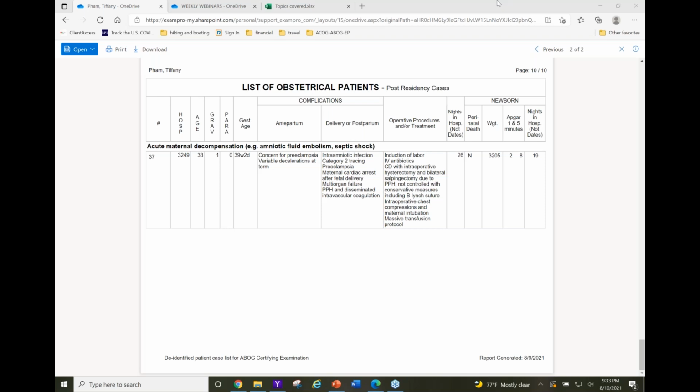Now, with the massive transfusion protocol, the idea here is to be proactive and liberal enough with our transfusion of products, not just blood, so that we don't get to DIC, okay? And so there are different criteria that can be used to initiate a massive transfusion protocol. Do you know what the criteria are in your facility?